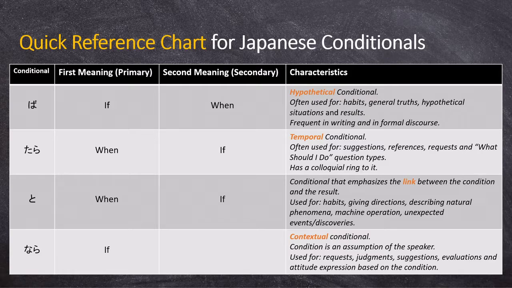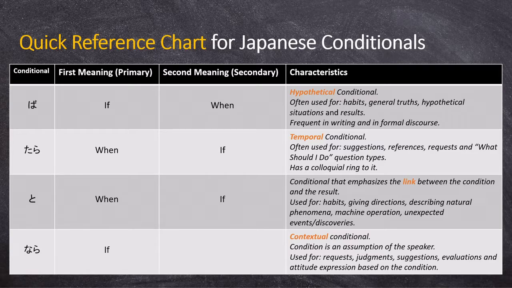And finally, we have Nara here. Now, Nara is the contextual conditional, and unlike the previous conditionals, it is exclusively used in the first meaning, and that is if. It has no temporal relationship whatsoever. Now, the Nara conditional is somewhat unique out of all of these four conditionals because the condition itself is essentially an assumption of the speaker based on his observance of the situation. And like you have seen in our original video, we are assuming certain interests, for example, of our listener to be true, and we are making our own suggestions, propositions based upon them.